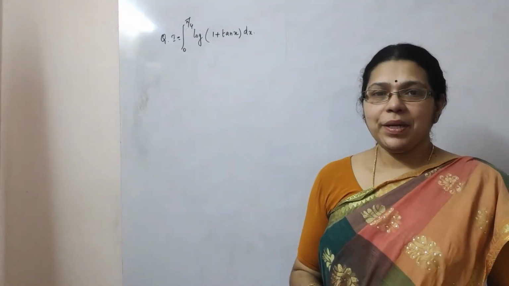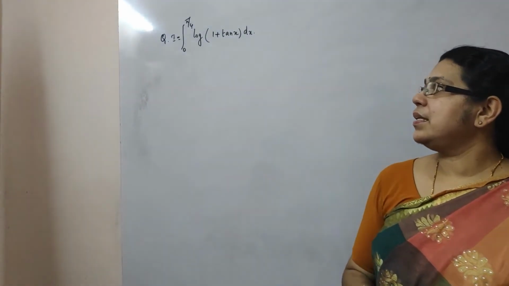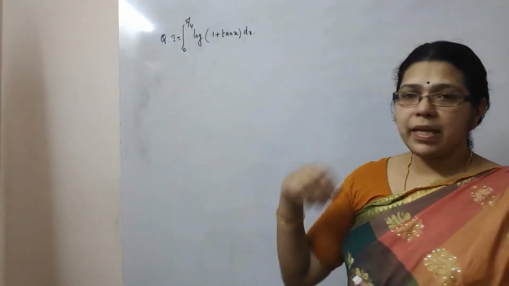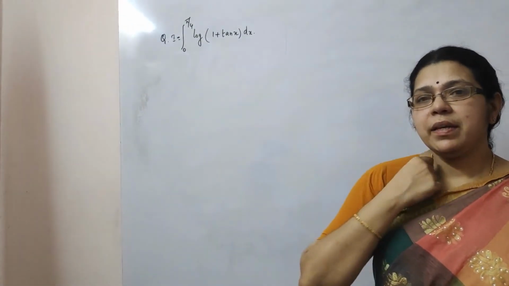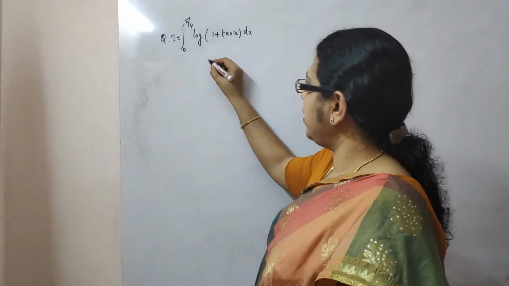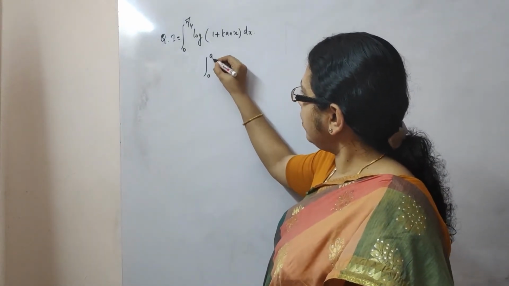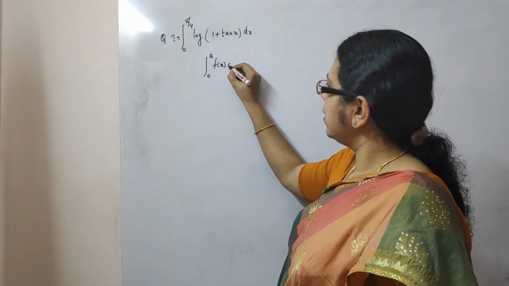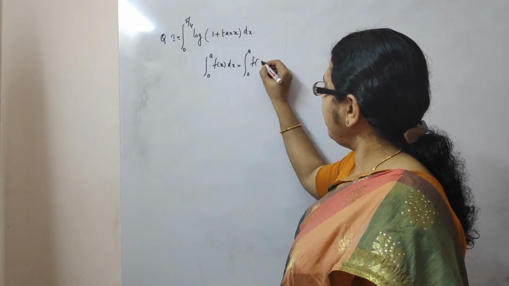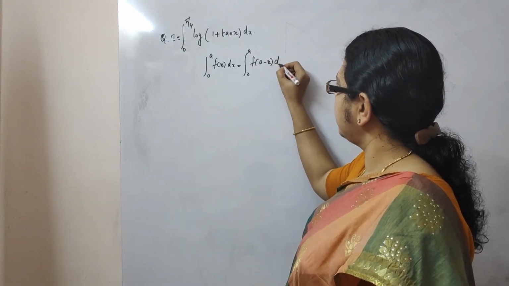Go through. Now we are going to do the next problem, that is integral 0 to pi by 4 log of 1 plus tan x into dx. Now this is a very important board question actually. So now here I apply the property that integral 0 to a f of x dx is equal to integral 0 to a f of a minus x dx.